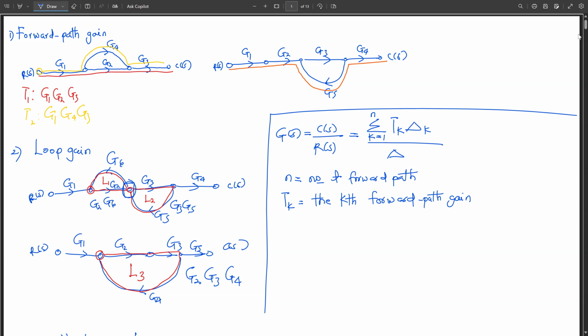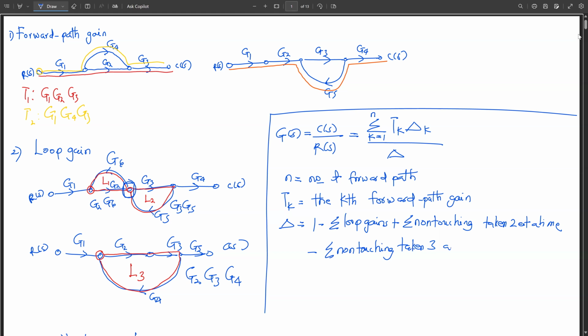Now, the thing I'd like to talk about next is the delta here. The delta is simply 1 minus the summation of the loop gains, plus the summation of non-touching loops taking two at a time, minus the summation of non-touching loops taking three at a time.